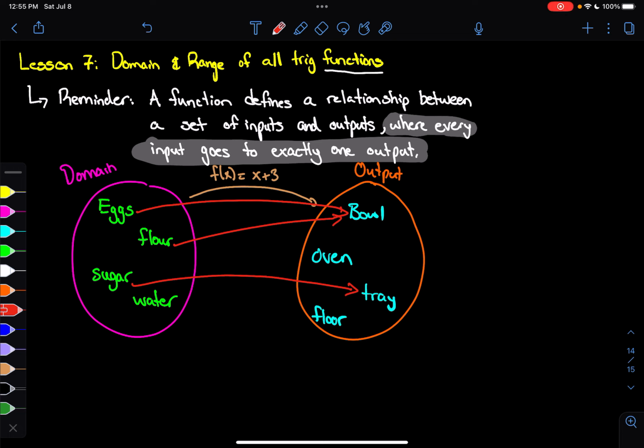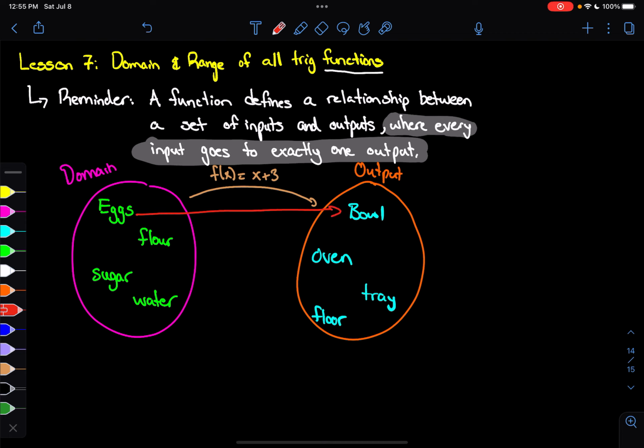Now, what would be a little less clear? A little less clear would be if they told you to put the eggs in the bowl, but they also wrote put the eggs in the oven as well, because you don't know how many eggs to put in which. Am I supposed to put in more or less? It's a little bit confusing. These are not clearly defined instructions. So that's how I think of a function and how to remember it.